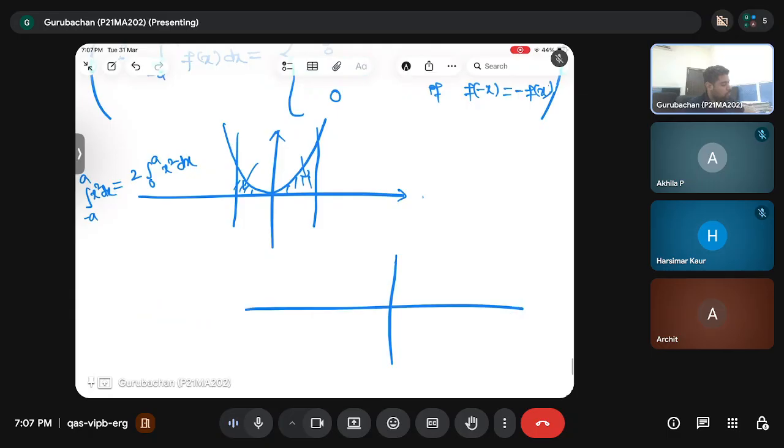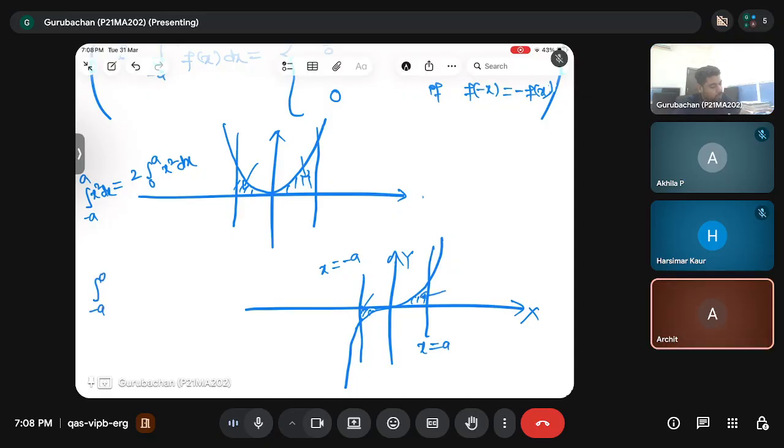And similarly, geometrically, if you see x cube, this is x equal to a, this is x equal to minus a, suppose. So this is the portion lying above the x-axis, and this is the portion lying below the x-axis. So tell me, because of symmetry about the origin, can you say that this is the negative value of this one, minus a to 0?